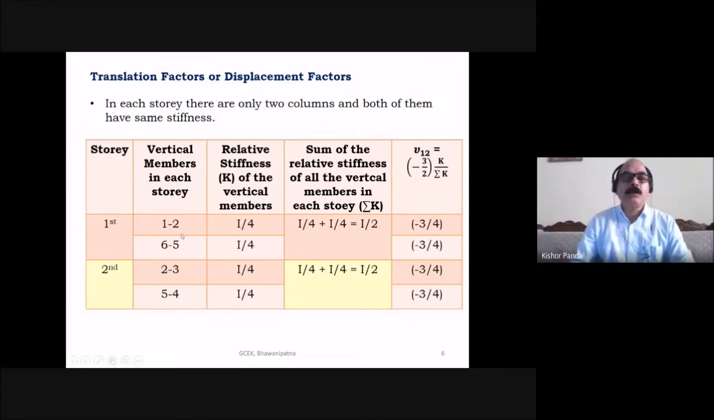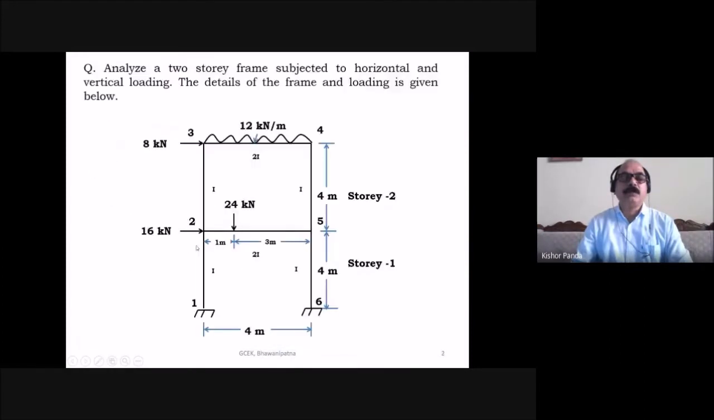So in the first story, how many columns are present? Then you know the relative stiffness of each vertical member of the first story. Then the sum of these is this one. Sum of the relative stiffness of all the vertical members in each story. In the first story, this is the sum of the relative stiffness, and in the second story, this is the sum of the relative stiffness. Because in the first story, the vertical members are 1-2 and 6-5. This is 1-2 and 6-5. First story, 2 vertical members 1-2 and 6-5, and second story 2-3 and 5-4.